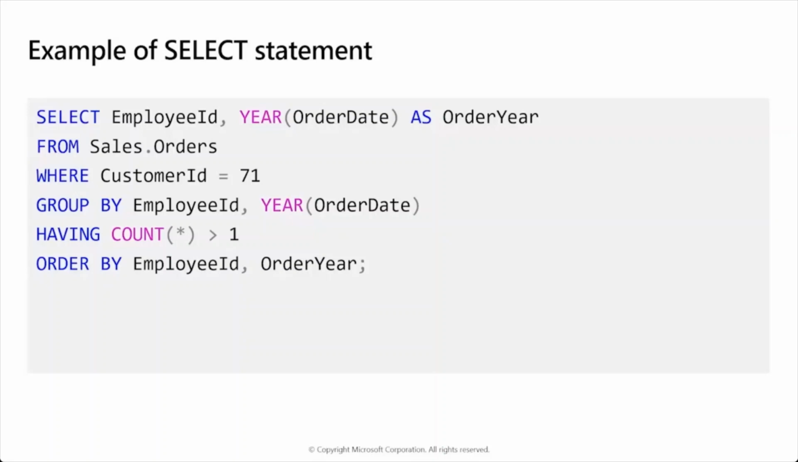And I only want results where there is a record returned, and each of the results needs to be grouped if there are multiple records found. And so this is specified in the having statement. And then I want to rank the results first by employee ID and then by order year, which is specified after the order by statement.